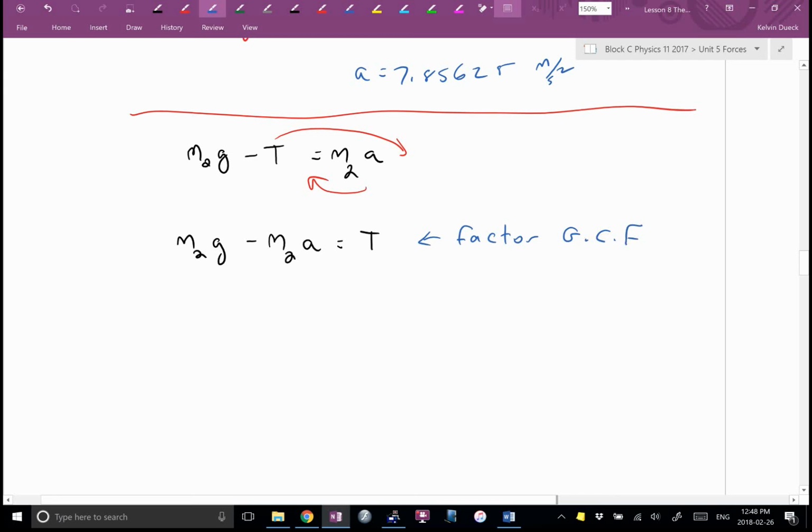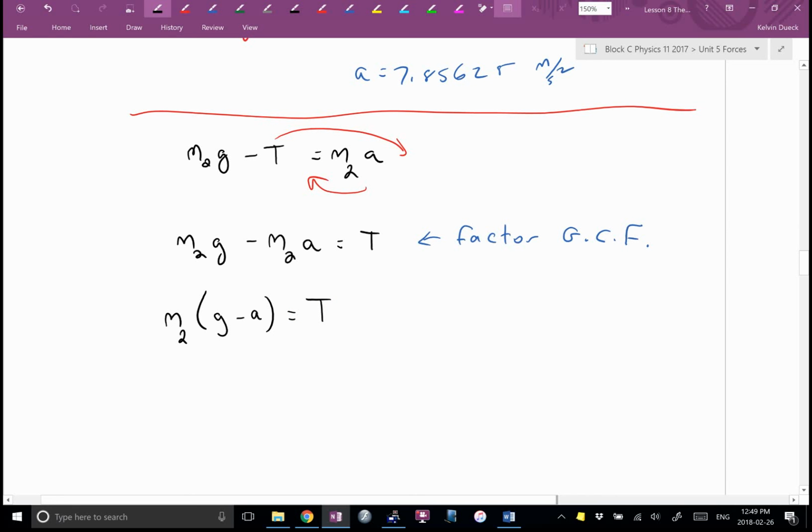If I abbreviate GCF, do you all know what that is? Greatest common factor. Because, Brian, if I do that, if I factor out the M2 bracket, then it's going to be G minus A left behind in the brackets, that equals tension.